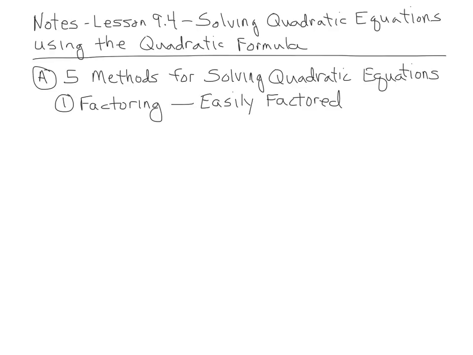Now remember, factoring is looking for a GCF, seeing if there's a difference of perfect squares. Let me try to write a little neater here. Difference of perfect squares. There are trinomials. Some of them are easy. Some of them require the British method, and then there's grouping.